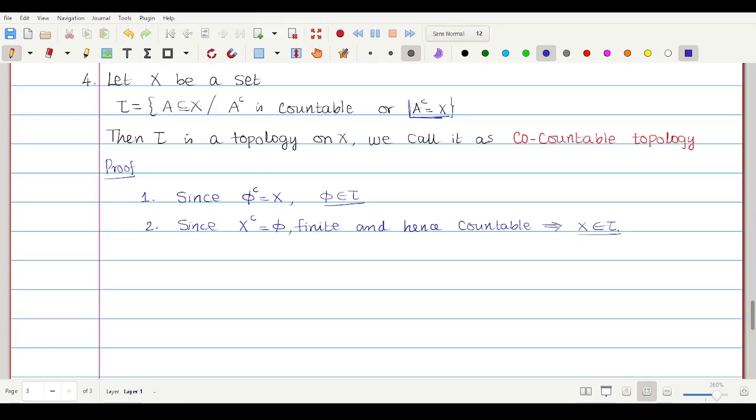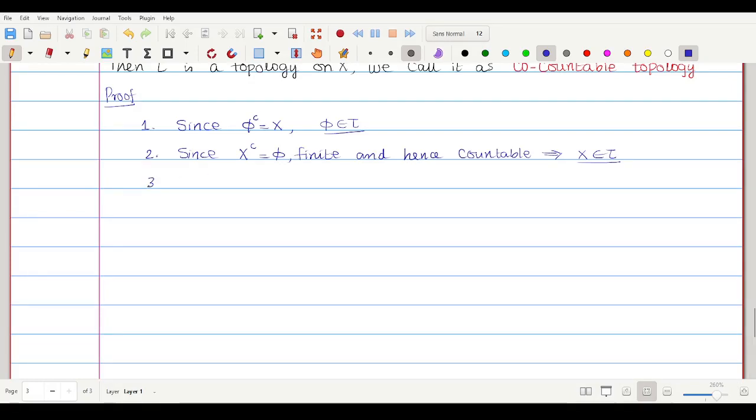The next thing is arbitrary union. Let A_alpha belong to tau for all alpha belonging to some index set J. What are we going to prove? That the union of all A_alpha, alpha in J, belongs to tau. So I'm going to check its complement. The complement of the union of all A_alpha, alpha in J, is equal to the intersection over alpha in J of A_alpha complement.